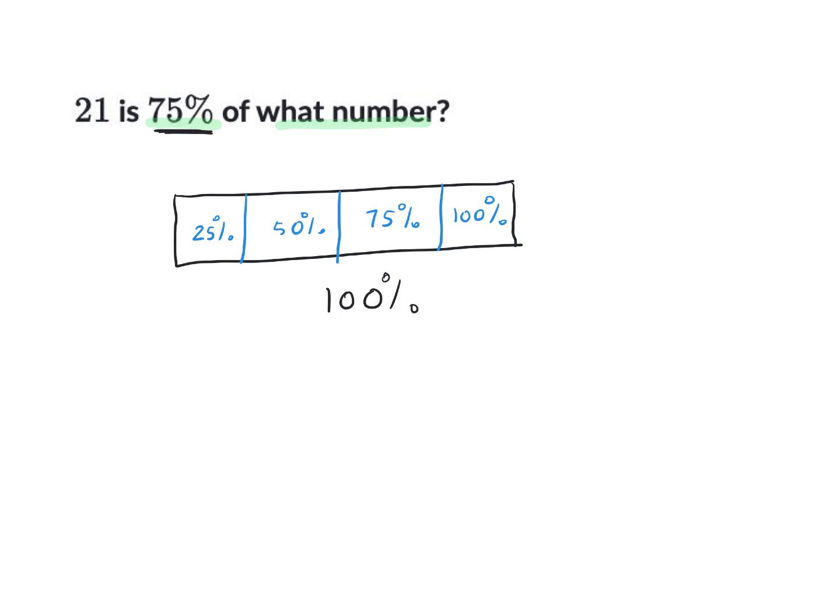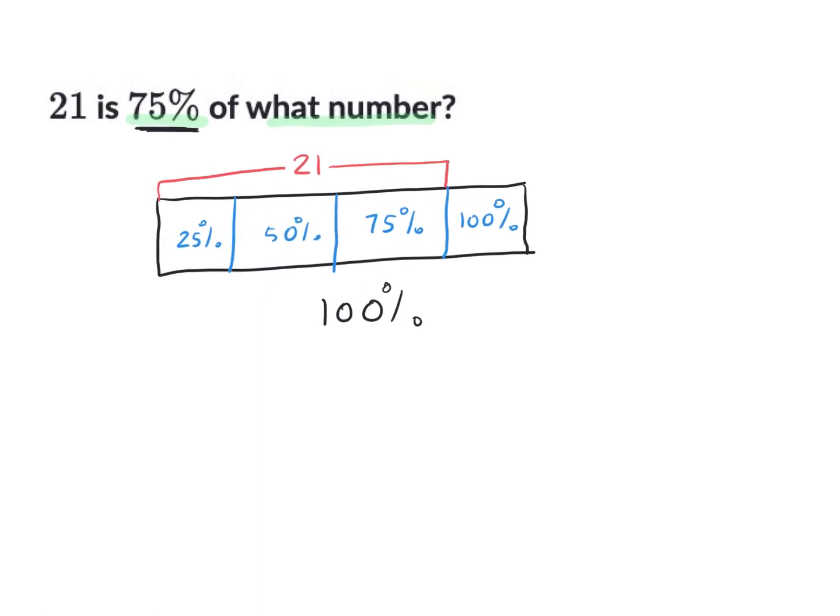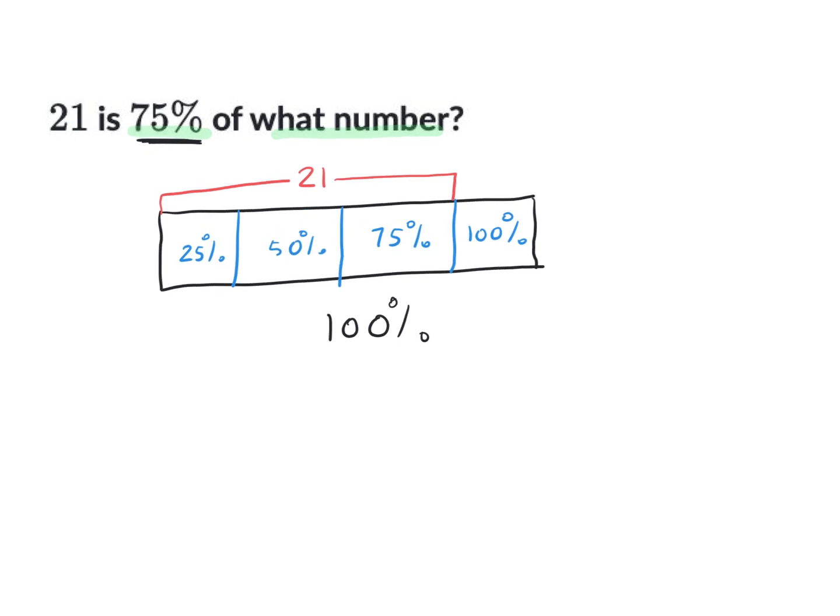So 21 is all three of these parts here. So it's like a little puzzle here. So if 21 is 75% of a certain number, what do each of these little parts stand for? How much are each of those? 1/4. What number could we put in there? What plus what equals 21?